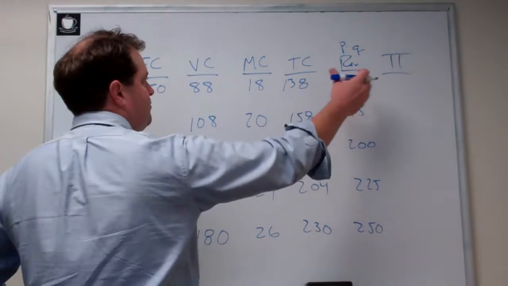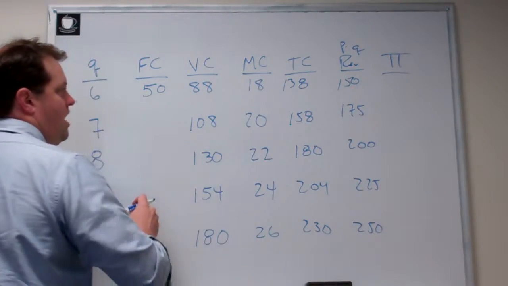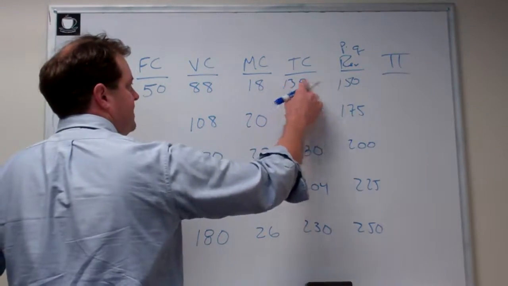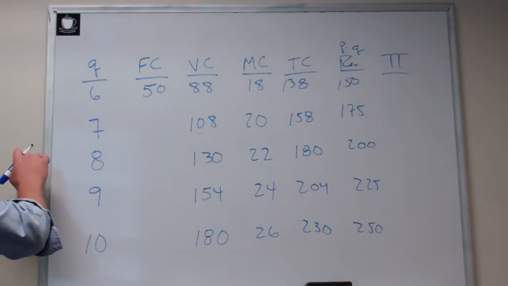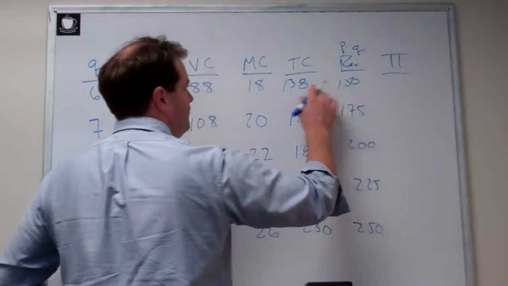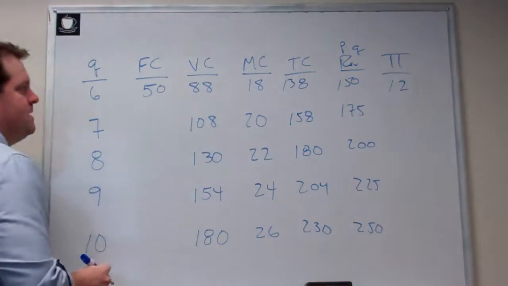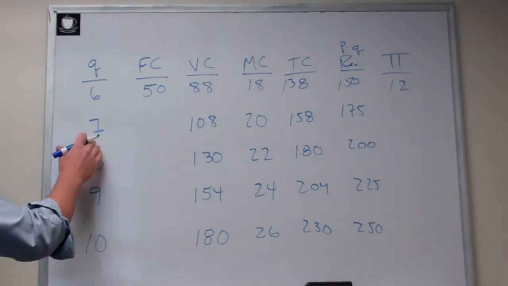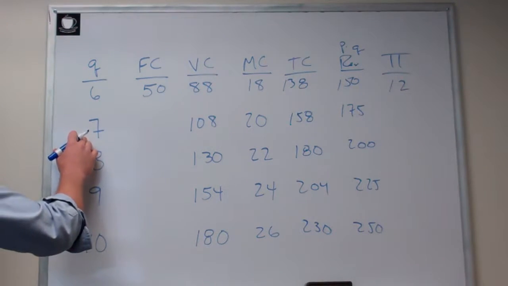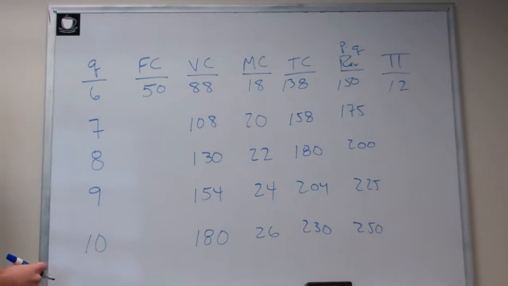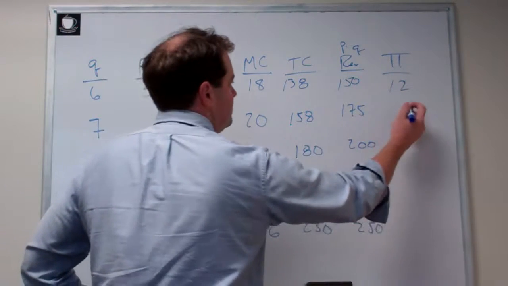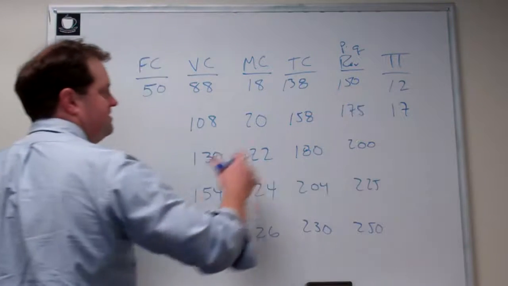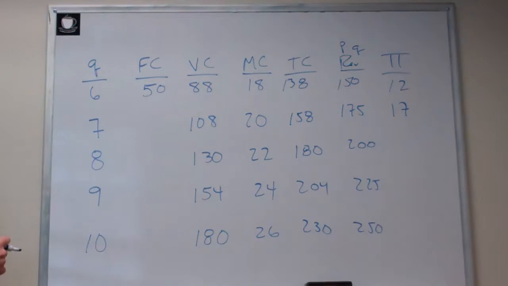Now I can figure out what profit is because I've got revenue and total cost, so I can just subtract this entry from this entry. If this firm decides to produce 6 goods, its profit is going to be 150 minus 138, or 12. Now let's see, if this firm decides to produce 7 goods, is 7 going to give them a higher profit than 6? If it does, we'd expect them to produce 7 goods. Revenue is 175, total cost is 158. That means profit is 17. 17 is better than 12, so we would expect them to produce 7 goods rather than 6.